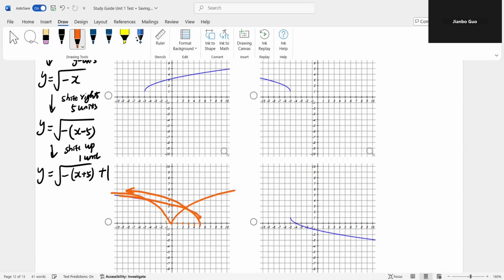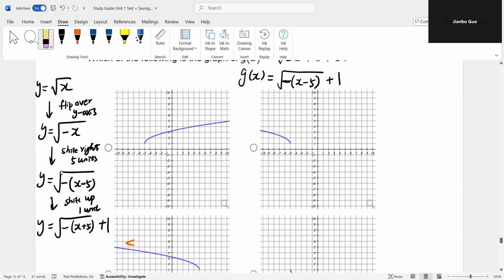And you have this. Well, my graph is not very accurate, but the steps right here are the correct order of those 3 transformations from the parent function root x to g.